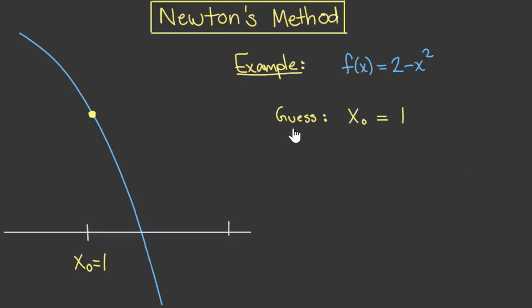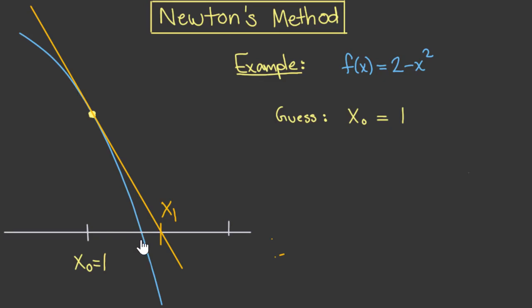You saw that by making a guess of x naught equals 1, we could approximate the root of the function f of x equals 2 minus x squared by using the x-intercept of the linear approximation to f at x equals 1, which gave us an approximation that we called x sub 1. And this approximation was slightly better. The key idea, the insight, is that we can repeat this process.